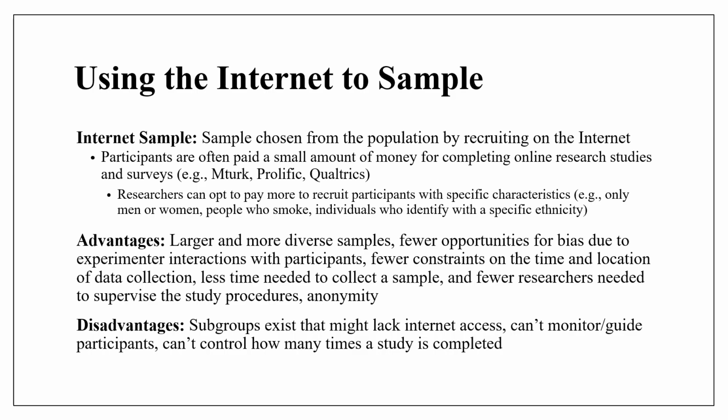It takes less time to collect data because, again, multiple people can be taking the study at the same time versus if it's in person and you only have one experimenter, then you can only see one person at a time. And then again, fewer researchers are needed to supervise the studies, and there is more anonymity over the internet, right? I don't even have to see your face, or I will never potentially see your face.